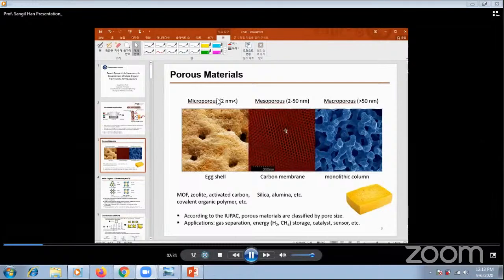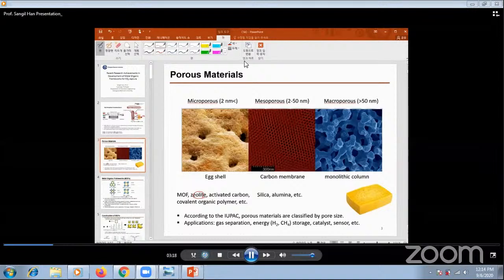The MOF is a porous material. Porous materials usually have a high surface area and high pore volume. But in metal organic frameworks, the internal pore structure is very well organized, similar to zeolite. Zeolite is also a porous material with a high surface area. However, activated carbon, even though it has a high surface area, has amorphous pores. That means there is no crystalline structure, and the pores are randomly organized.